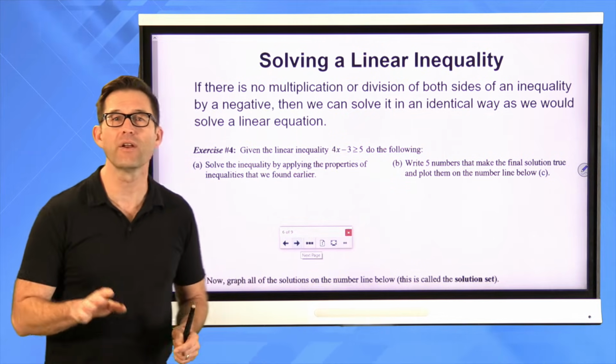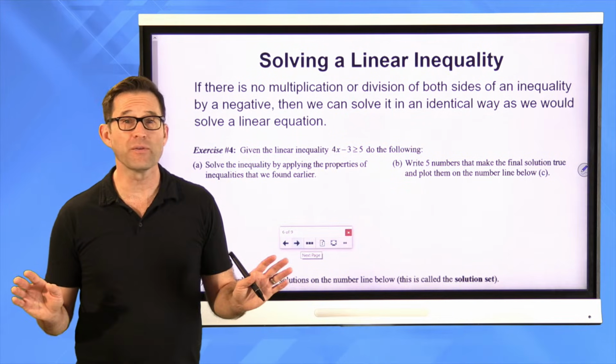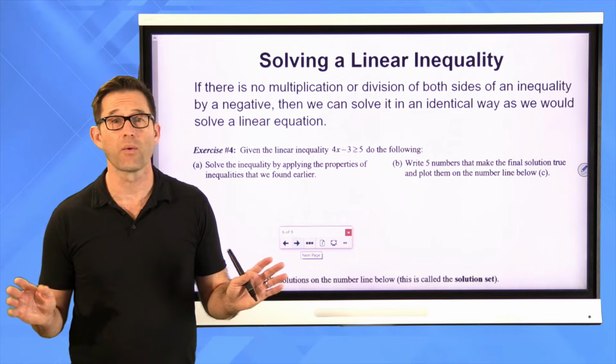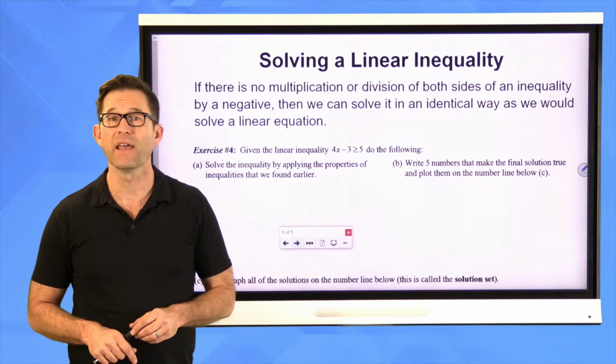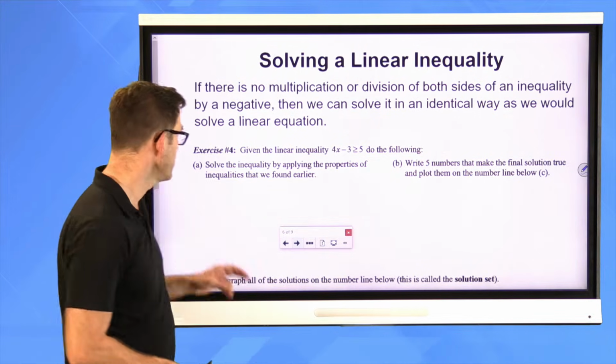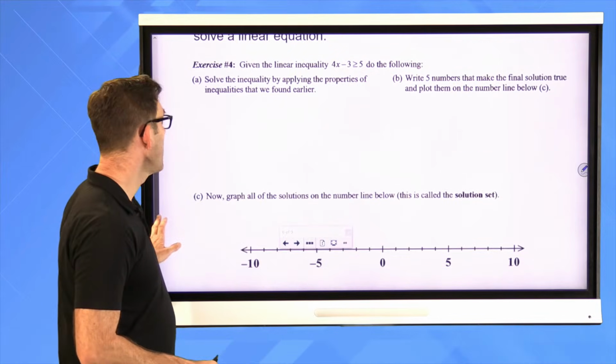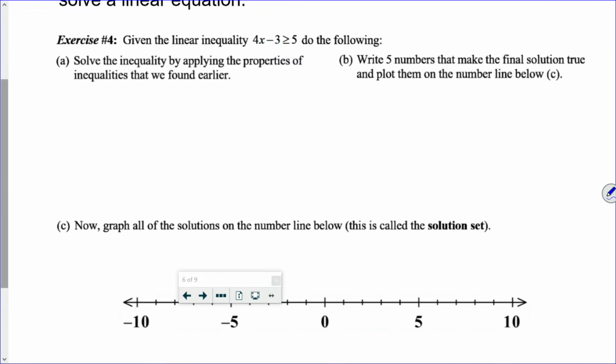All right, solving a linear inequality. If there is no multiplication or division of both sides of an inequality by a negative, we can solve it in the identical way as we would solve a linear equation. All right, so let's take a look at that. Exercise number 4. Given the linear inequality 4x minus 3 is greater than or equal to 5, do the following. A, solve the inequality by applying the properties of inequalities that we found earlier.